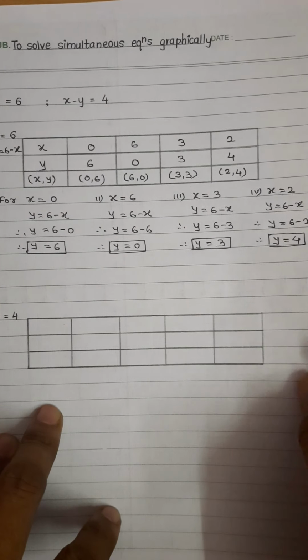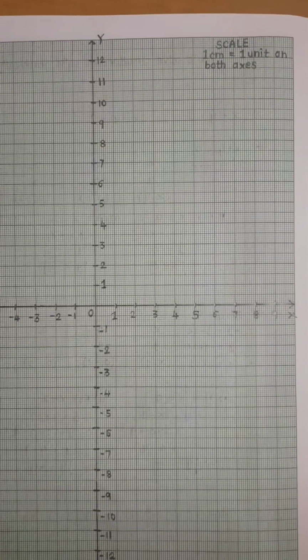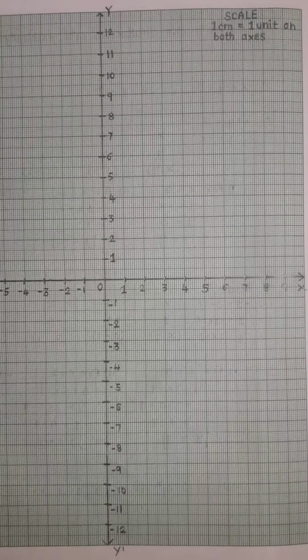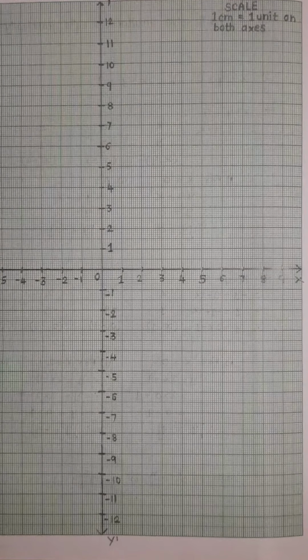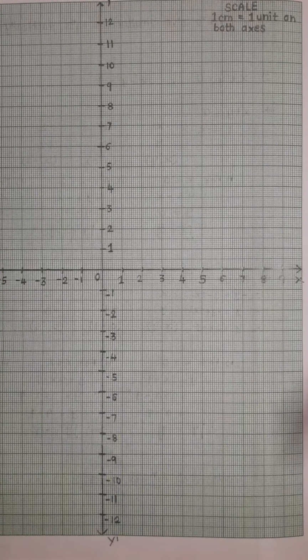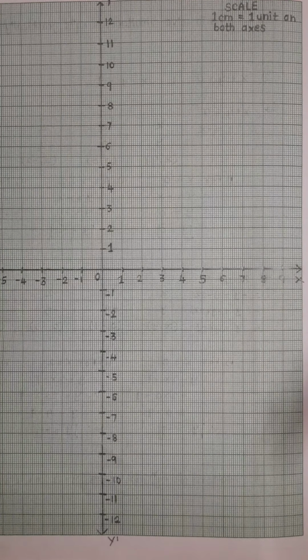Now we have 4 ordered pairs, and we have to plot them on graph paper. On graph paper, I have already made a coordinate system. In this coordinate system, we plot these 4 points, which are collinear, and passing through those 4 points, we draw a line, and that line will be the graph of the equation x plus y is equal to 6.